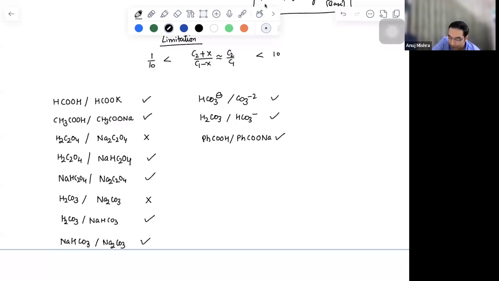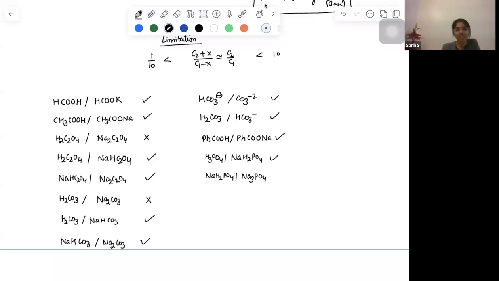Keep writing. H3PO4 with NaH2PO4. 3 and 2, just adjoining. I just removed one H. It is a buffer. NaH2PO4 with Na3PO4, is it a buffer? No sir, that's what I'm teaching. You removed 2 H, it doesn't have H in it. At least, it should be just 1 H removal, right? So basically NaH2PO4, if I remove just 1 H, then it is a buffer.